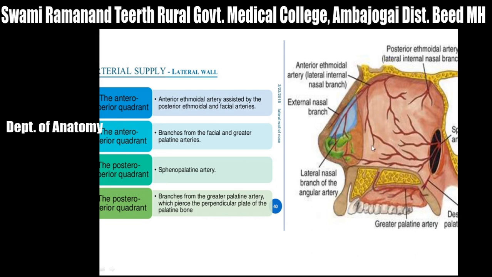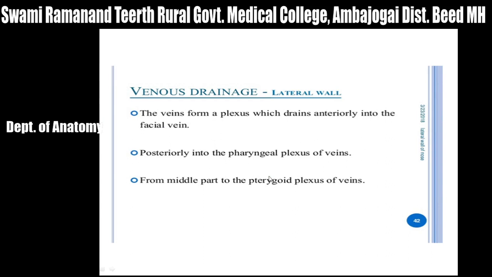Similarly, you have to learn the blood vessels which supply the medial wall or nasal septum. And next is the venous drainage. When there is a question about blood supply, you have to write about both arterial supply as well as venous drainage.